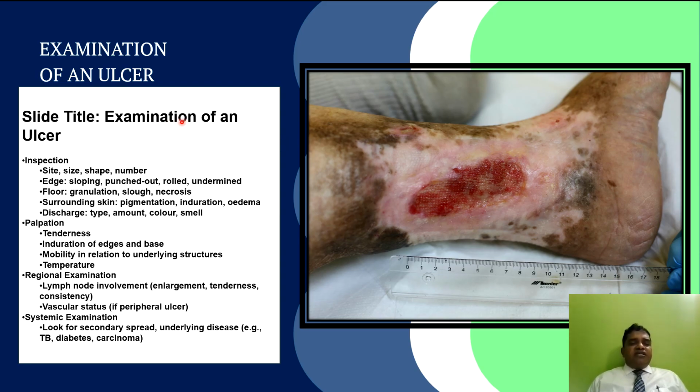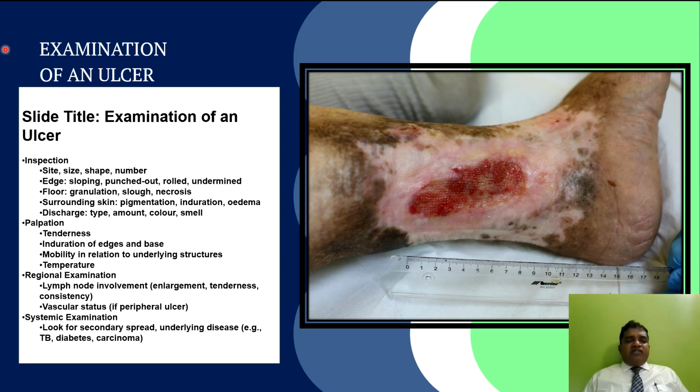So in your inspection, you can see the site, size, shape, number, and edges. Edges, especially sloping edges, indicate healing ulcers. Sometimes you see punched-out edges, rolled edges, undermined edges, and the floor. Sometimes you can see granulation, sloughs, and necrosis.